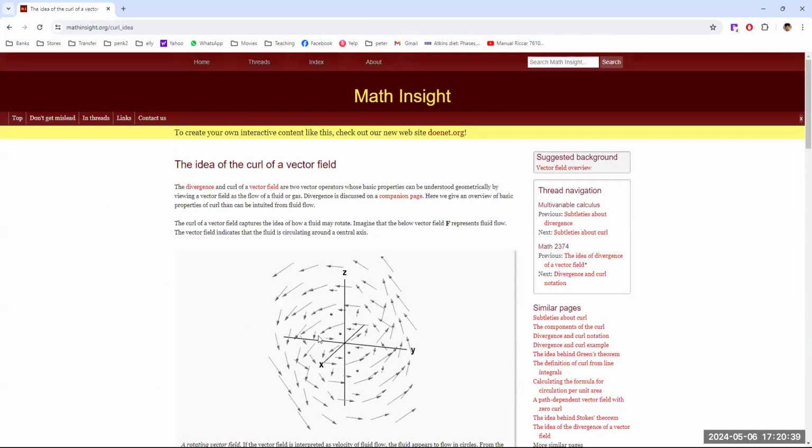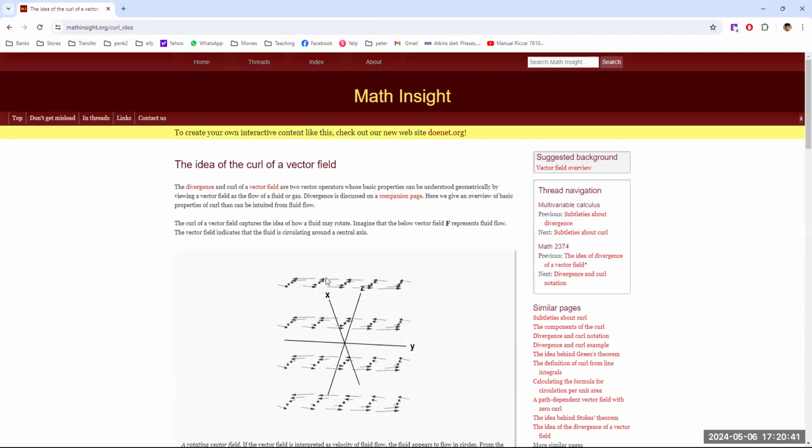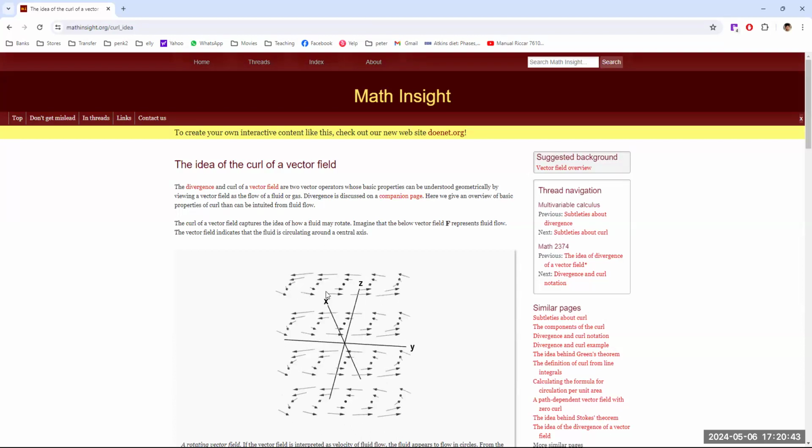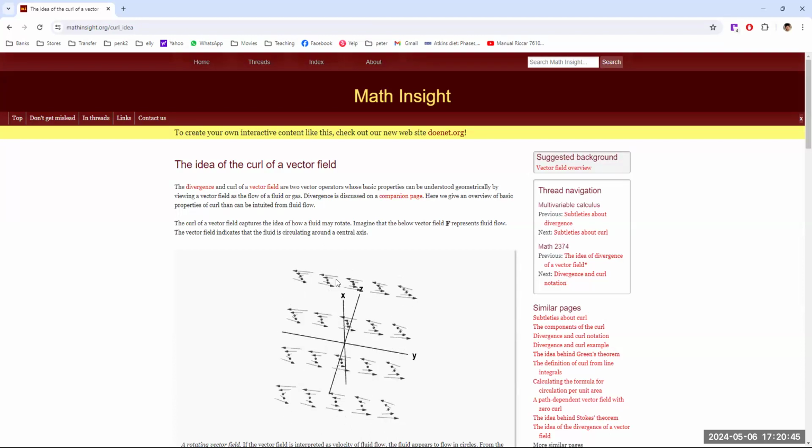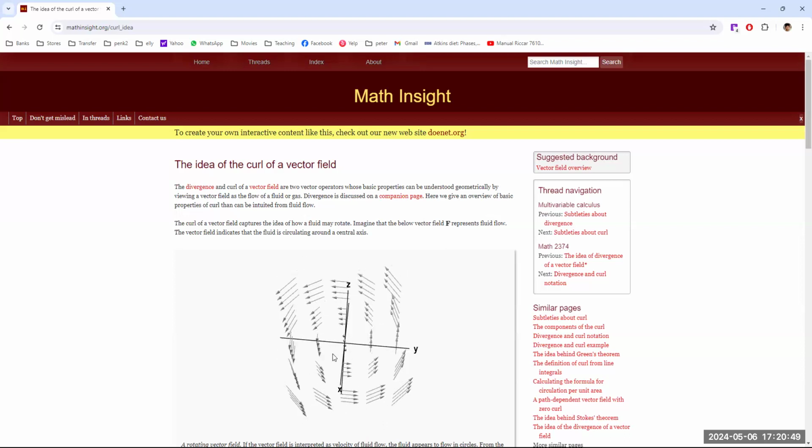Yeah, this is the curl in 3 dimensions, right? Okay, so if you see from above, for example, the curl at that point is actually rotating like this. That's a rotating vector field.